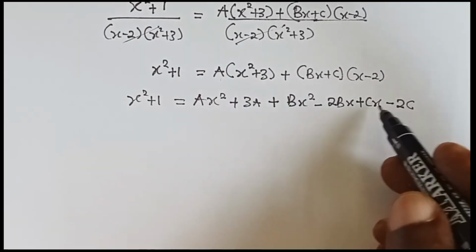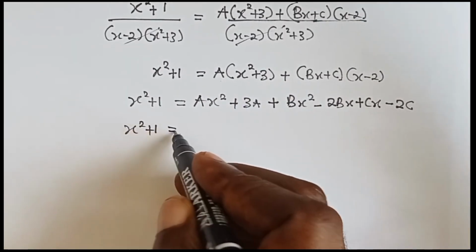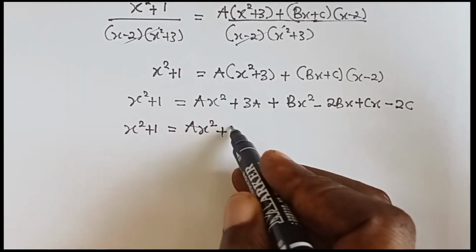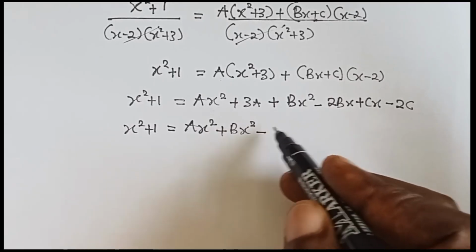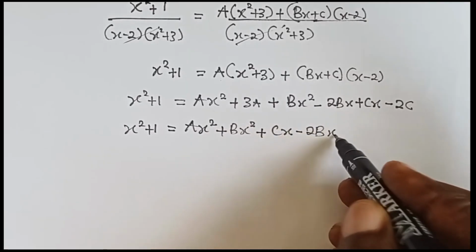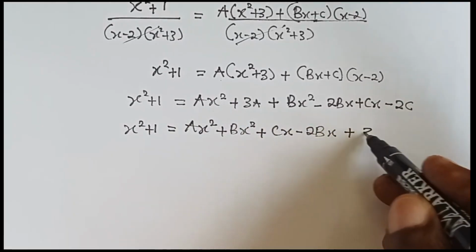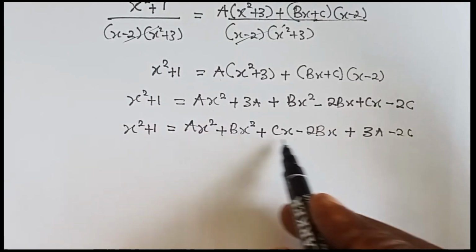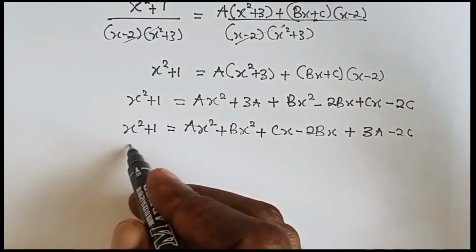Okay, now we can rearrange this by collecting like terms. So we have x squared plus 1 equals, we have ax squared, then we have bx squared, put them together. Then we have plus cx, and we have minus 2bx. They are like terms because we have x, and we put 3a and minus 2c together. Alright, so these have x squared. The common term here is x.